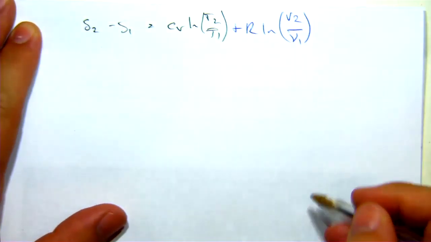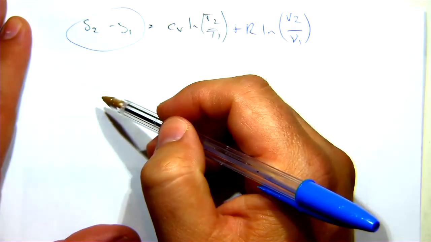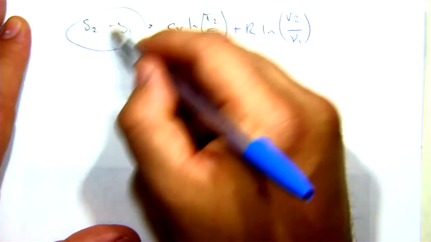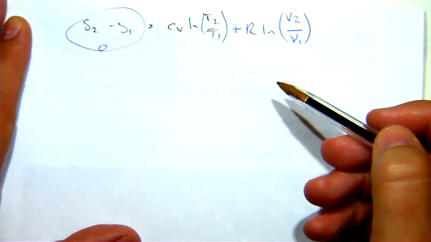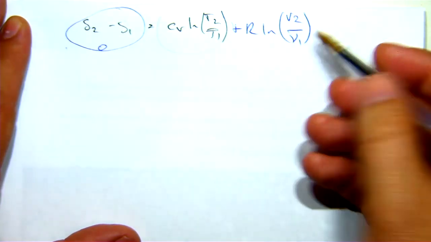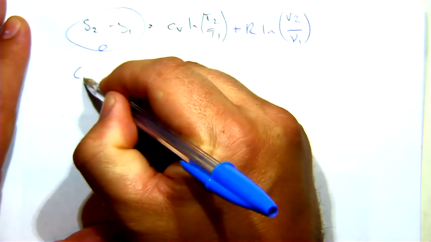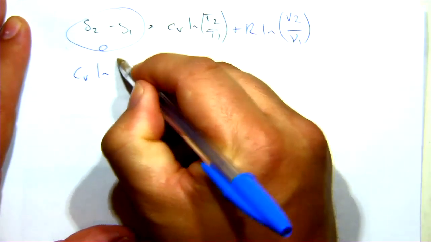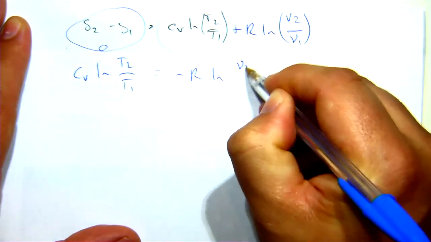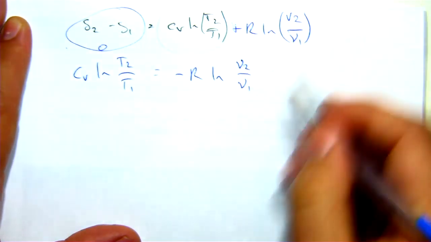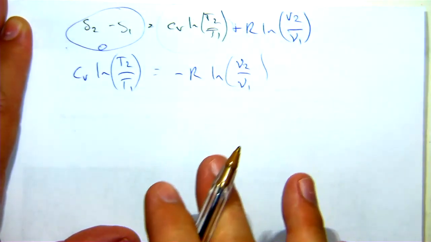So there's our equation. Isentropic is that S2 minus S1 is 0. So if this goes to 0, then I can take one of these guys over and start to play with them. So if we take this guy over, I'll get CV log T2 on T1 equals minus R log V2 on V1. No magic yet, just using the idea that we're isentropic.